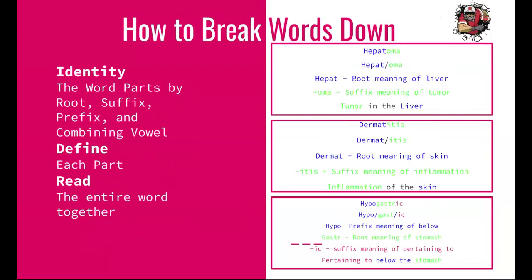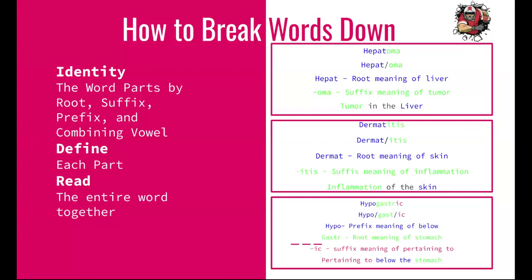Now, how to break down words. First, we're going to identify word parts by root, suffix, prefixes, and combining vowels. We'll define each part, then we'll read the entire word together. First, we have hepatoma. Hepatoma is comprised of hepat and oma. Hepat is a root meaning liver, and oma is a suffix meaning tumor. So together, this means tumor in the liver.